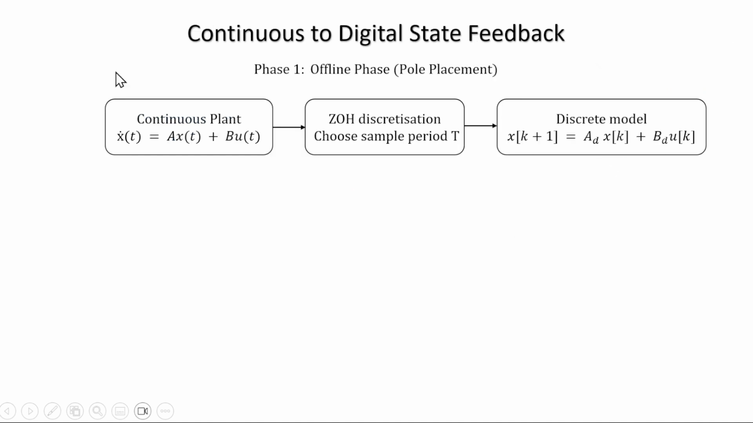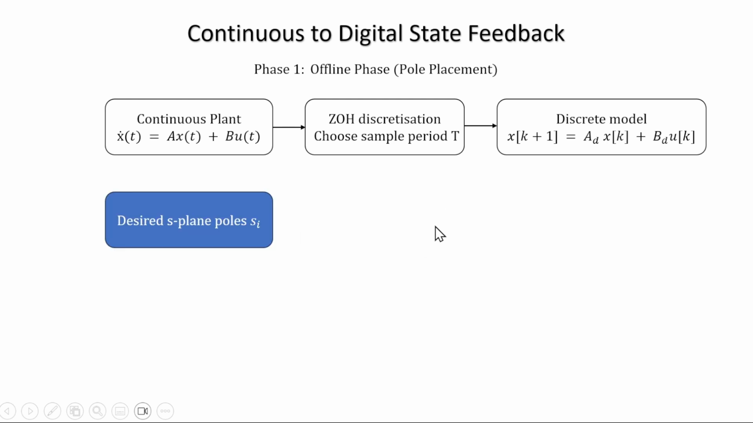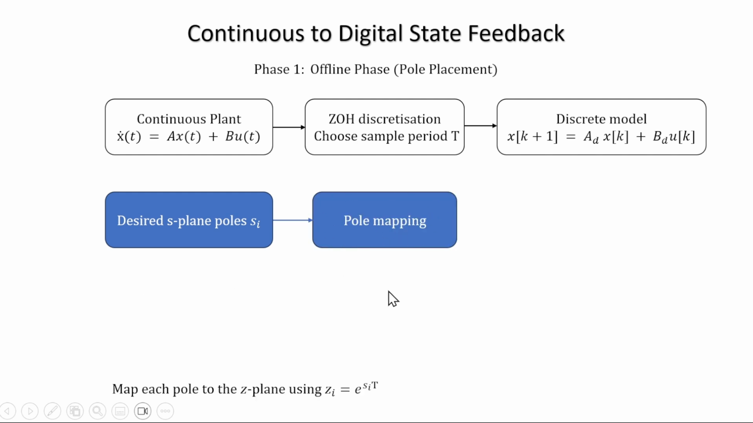So once you have discretized the model, we move on to the next step, where the desired poles of the system, with the help of which we generally design the K matrix, also have to be mapped to the discrete domain, and this can be done using a mapping of this form.